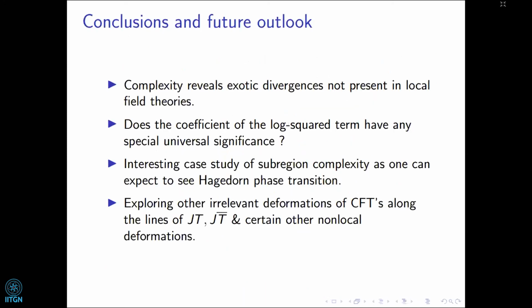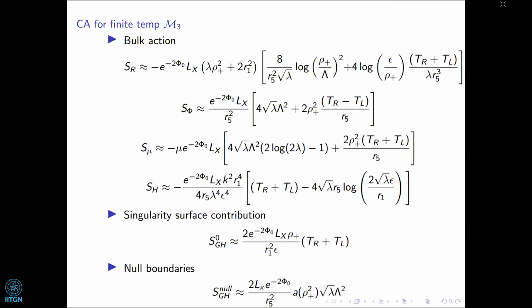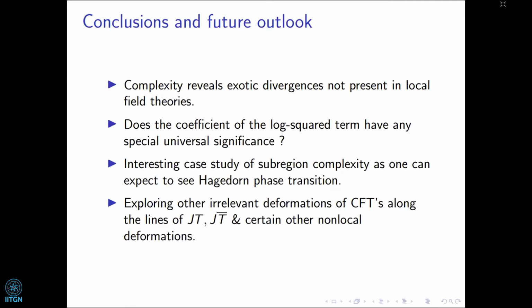So what we see is that the complexity reveals some exotic divergences which are not encountered in local field theories. This is expected since the dual theory is not a local field theory, but a little string theory. And the question is, do the coefficients of these log lambda square terms have any special universal significance? Like we recall that the coefficient of the log term in the entanglement entropy came out to be proportional to the central charge. Next, subregion complexity would be an interesting case as well, as one can expect to see some Hagedorn phase transitions. This is perhaps along the same lines as the work cited before of Sumangshu, where he has evaluated the entanglement entropy.